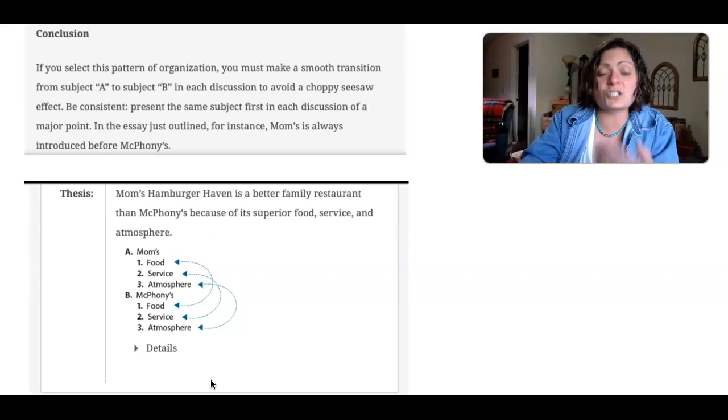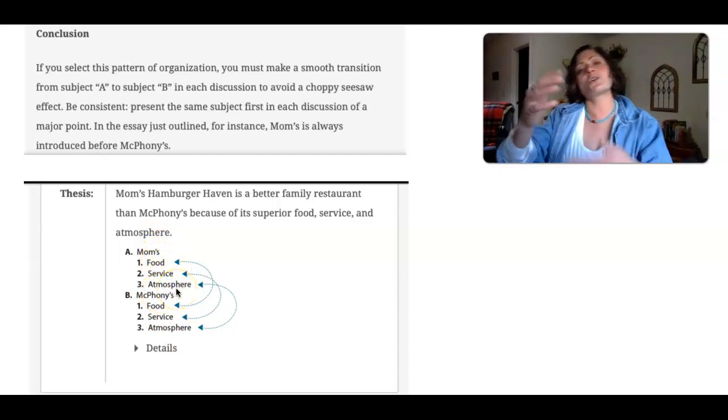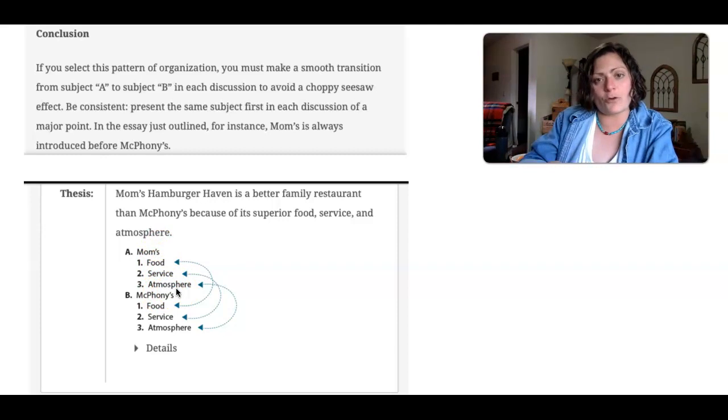For that same thesis, you could do a block essay in which you would evaluate food, service, and atmosphere for Mom's, and then food, service, and atmosphere for McPhony's. And notice how in each of them there's still that parallelism. You begin with food, move to service, then to atmosphere, so that the reader can follow the argument.